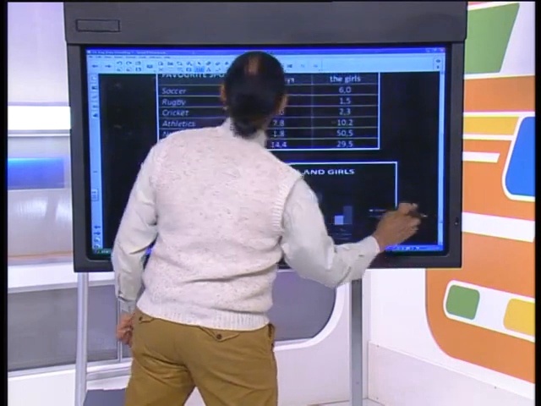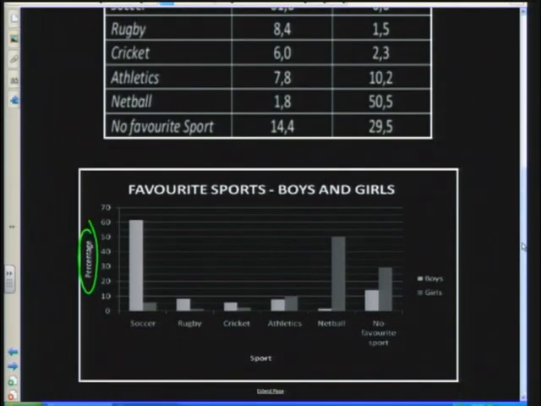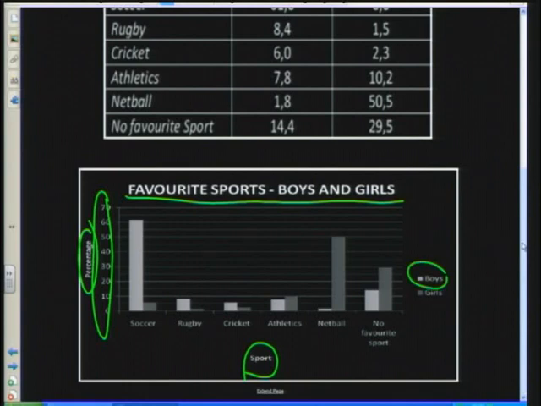Remember, we have boys and we have girls. And so again, you name your axis, that is percentages and sport. The title, don't forget. And then, of course, you choose a scale that works. And you will see that boys will be the lighter shade and girls will be the darker shade.